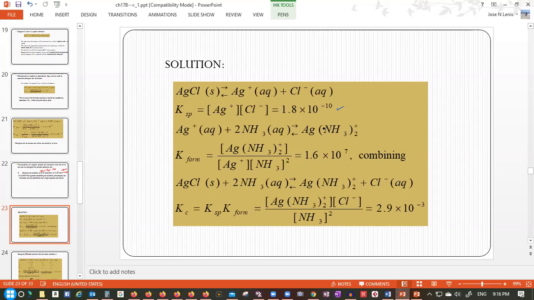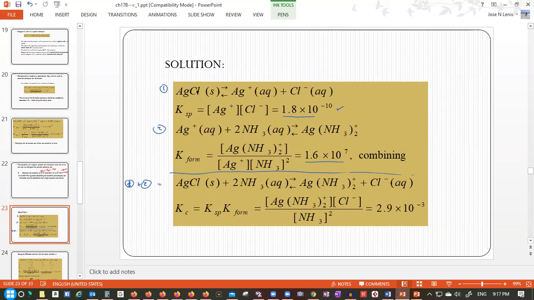We write the equilibrium expression for that, which is the expression of formation of complex. And we know the K of formation, which is given also. Those values are given. So we have two equations and two constants. Then we add the two chemical equations. We add equation 1 and equation 2. Talking about chemical equation, 1 plus 2 will give you this.